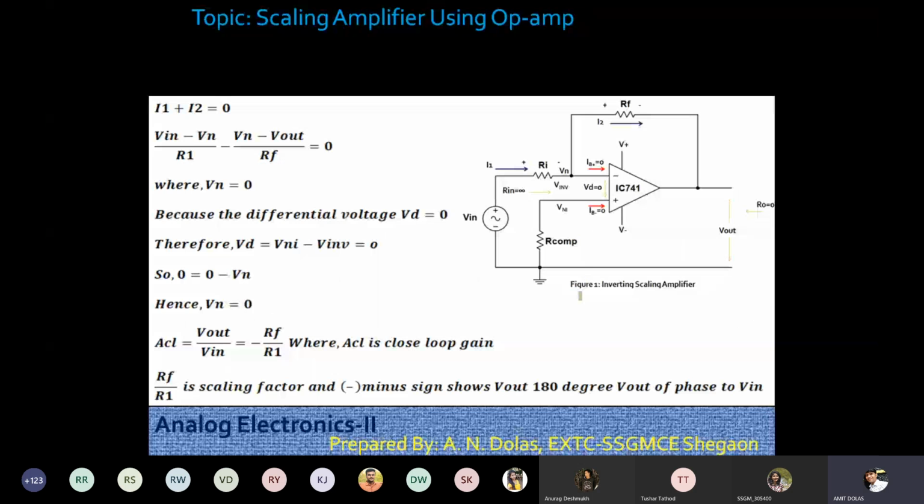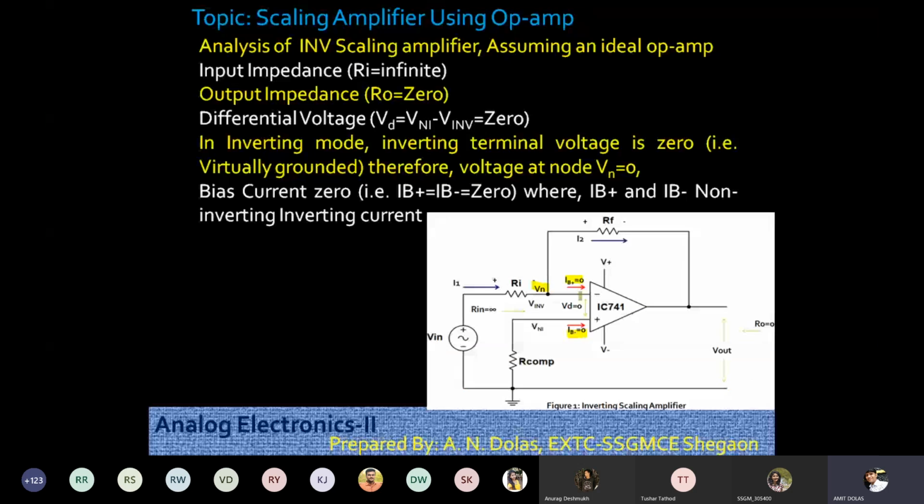Okay, so these are the characteristics required. In fact, output impedance is equal to 0, and CMRR and bandwidth, those characteristics are not utilized here. We have to focus only on input impedance, then differential voltage equal to 0, bias current equal to 0 and node voltage equal to 0. These are the ideal characteristics which have to be used here.